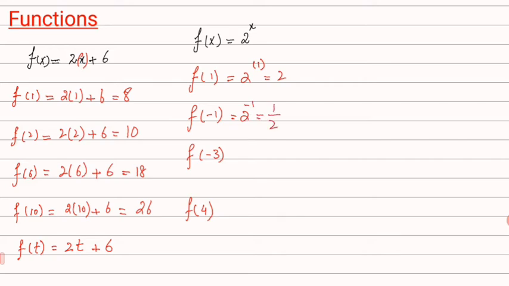From the rule of indices, we have learned in indices that a to the power minus n can be expressed as 1 over a raised to the power n, right? And similarly, f of -3 is going to be 2 raised to the power -3. So first you're going to put it here, 1 over 2 raised to power 3, that is equal to 1 divided by 8. Similarly, f of 4 means 2 raised to the power 4. So it is 2, 4, 8 and 16. So 2 raised to the power 4 is 16.